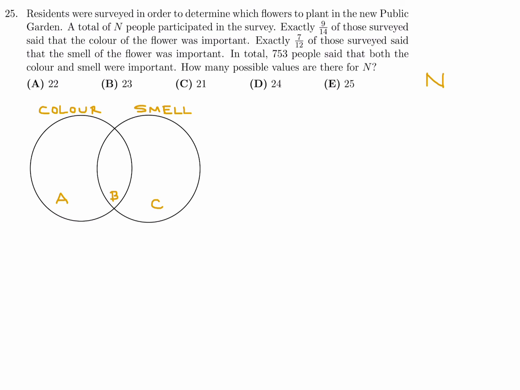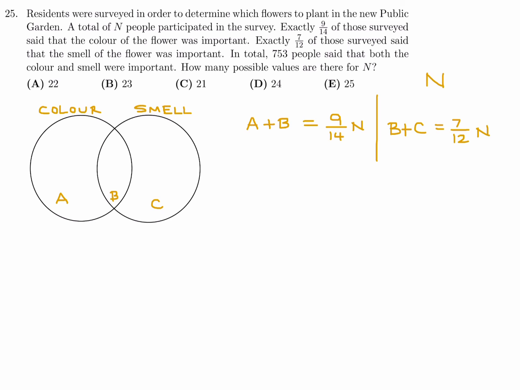Now we are told a few things. A plus B, which is all the people in the color circle, represents 9/14 of N. And B plus C, which are all the people in the smell category, who felt that the smell of the flower was important, is equal to 7/12 of N.